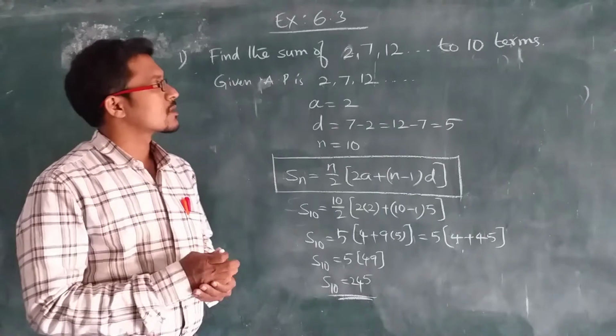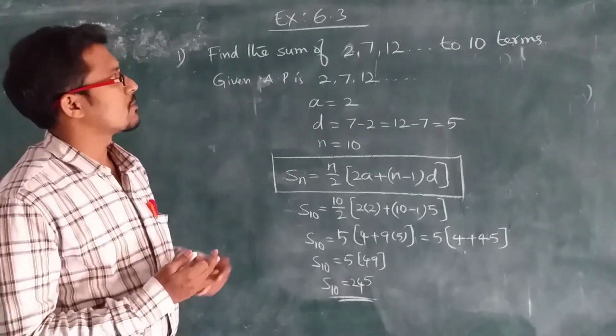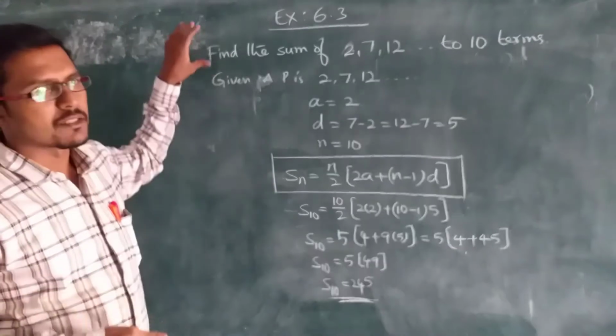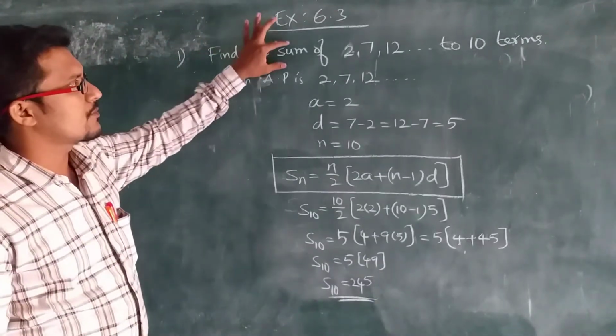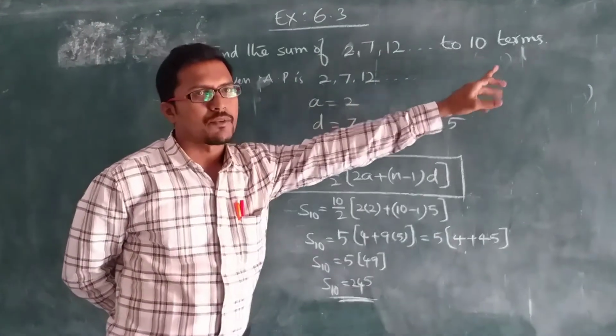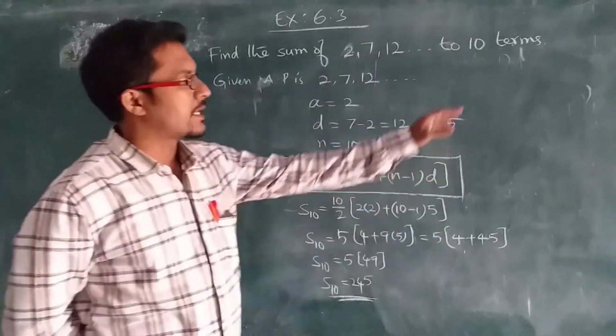Okay students, let us solve some problems in exercise 6.3. In the first bit, it is given like this: find the sum of 2, 7, 12 up to 10 terms. We have to find the sum of 10 terms here.